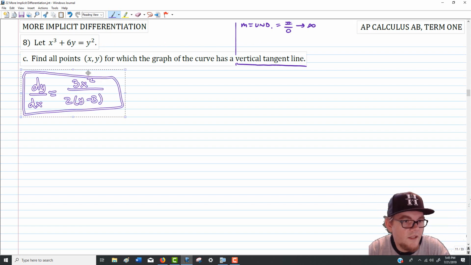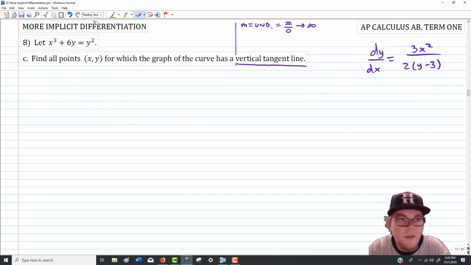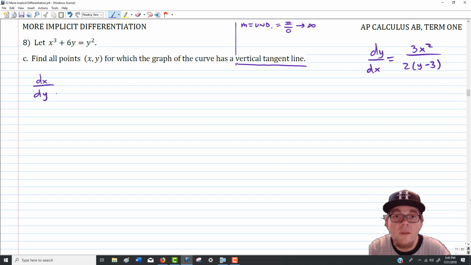Let me see what I got. In fact, I needed this here as well. There's our derivative that we're going to use once again. But there's an essential starting point that I need to see in your work, or else you will, again, just like on the last one, lose a point. If we want there to be a vertical tangent line, we need dx/dy, as in the reciprocal of dy/dx, to be equal to 0.